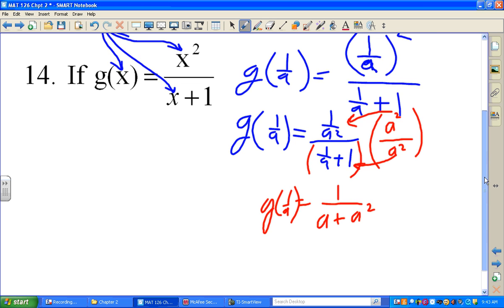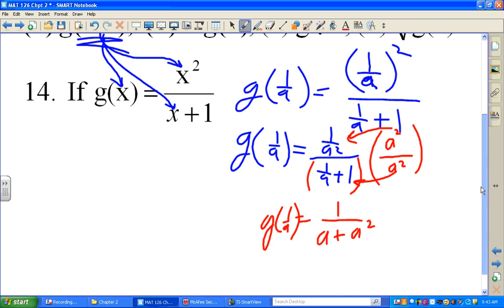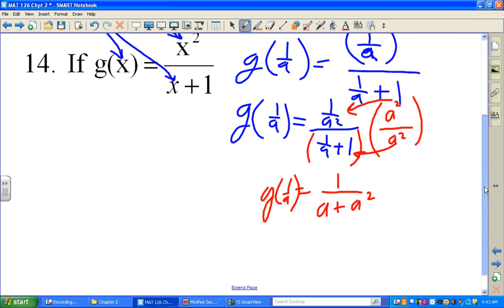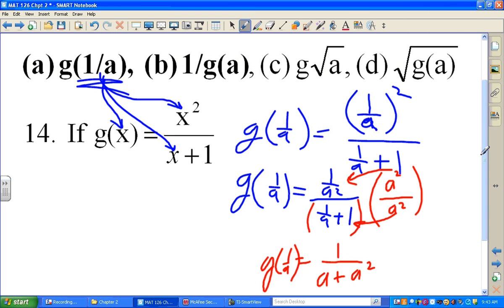The next part of this problem said, what is 1 over G of A? What does that mean? 1 over G of A. What am I putting in for the X's? No, I'm not putting in 1 over G of A. What am I putting in for the X's? A. I'm putting A in for the X's. Then what am I doing? I'm putting 1 over everything. It's a 2-step process.